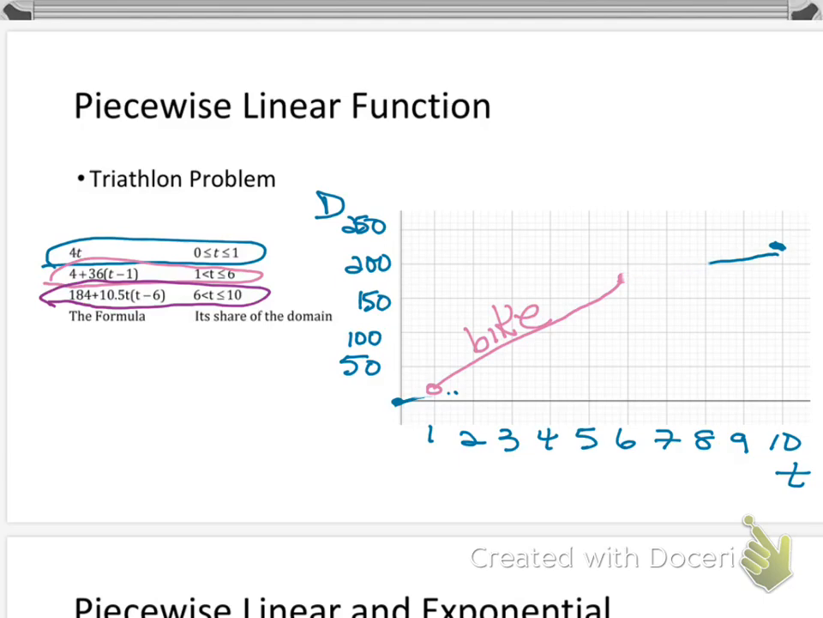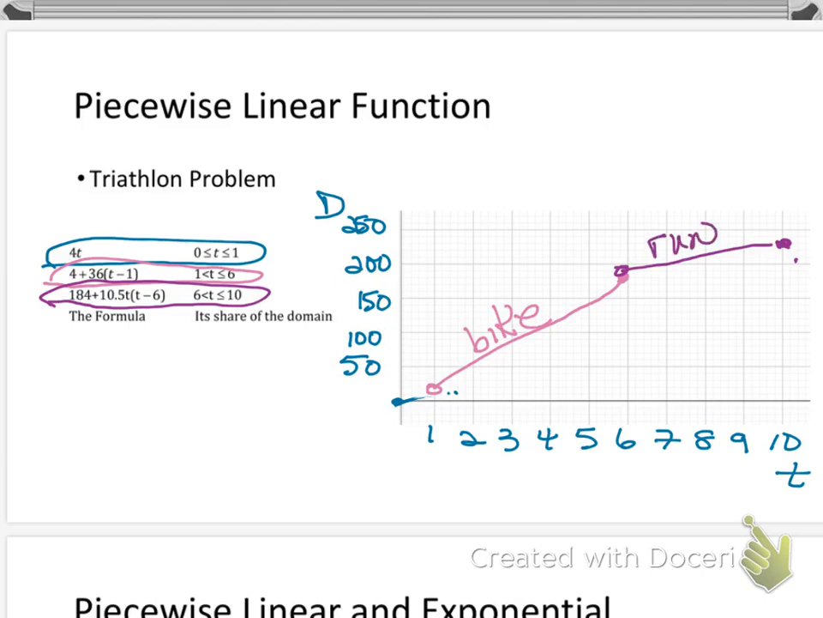And let me erase that here. So the run ends at the end of the bike, so it's going to be an open circle there. And then it's going to go to about here. This will be a closed circle, and that's another piece of the line. So here is the run.